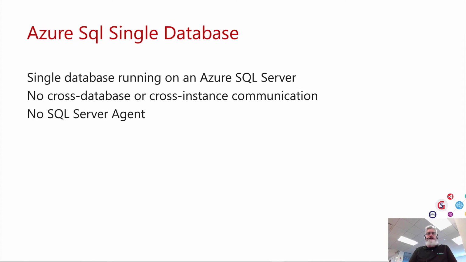The single database is what it says. It is a single database. It runs on top of an Azure resource called an Azure SQL Server, and you can have multiple Azure SQL databases running on the same Azure SQL Server. But unlike a traditional install of SQL Server where you have an instance and you can run multiple databases there, you cannot use 3-part or 4-part names when referencing tables. So you can't have cross-database communication and you can't have cross-instance communication.